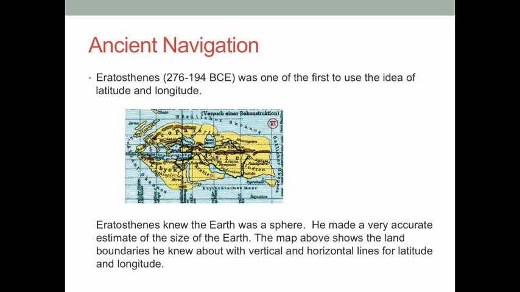Now, Eratosthenes knew that the Earth was a sphere, and he made a very accurate estimate for the size of the entire Earth as a sphere. But the map shown here is just the land boundaries that he knew about at the time, with the vertical and horizontal lines for latitude and longitude drawn in.